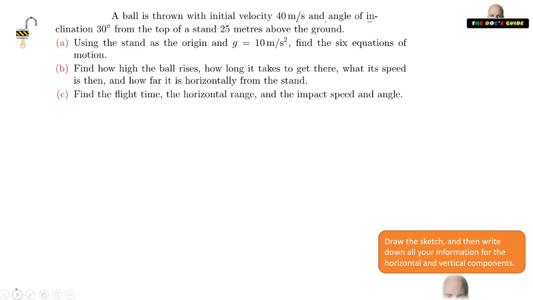Welcome back, mathematicians. We're now going to take a look at these examples of projectile motion, bearing in mind the physical description that we had earlier on. So, we've got a ball which is thrown with an initial velocity of 40 meters per second and an angle of inclination of 30 degrees to the top of a stand 25 meters above the ground.